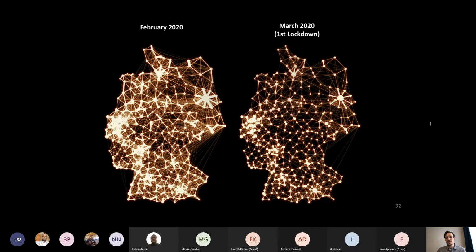And this had some very interesting effects because it made mobility more local, which actually helped to mitigate the spread of COVID-19 because it wasn't able to spread over long distances as quickly as during normal mobility. Which was a very interesting insight for the future also.